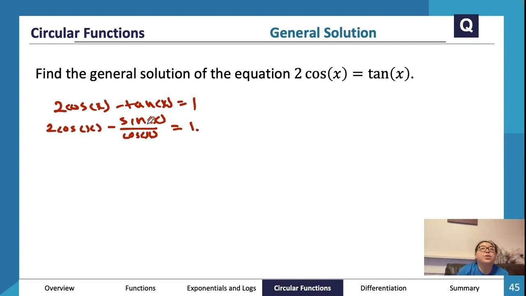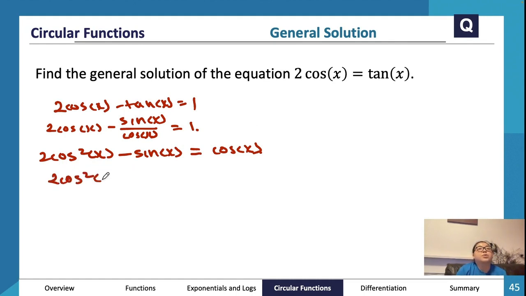Now, what I'm going to do after this is put everything over the same denominator, basically times everything by it. So I'm going to get 2 cos squared x minus sine x equals 2 cos x. Right? Cool. Then once again, I'm just going to move everything to the other side. So 2 cos squared x minus sine x minus cos x, and that now equals 0.